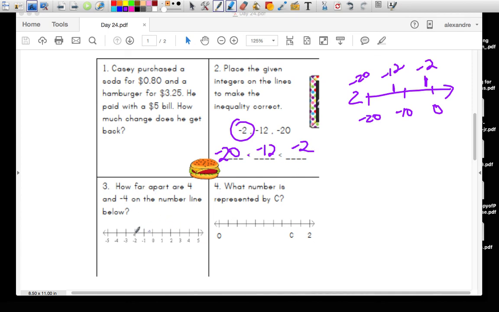How far apart are 4 and negative 4? Well, negative 4 is here. 4 is here. How far apart? 1, 2, 3, 4, 5, 6, 7, 8. They're 8 spaces away. What number is represented by C?